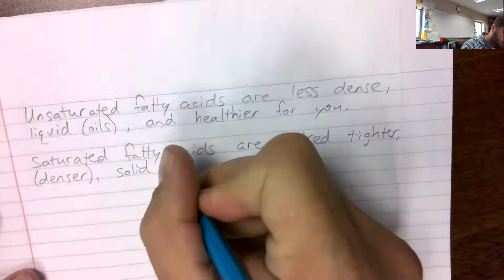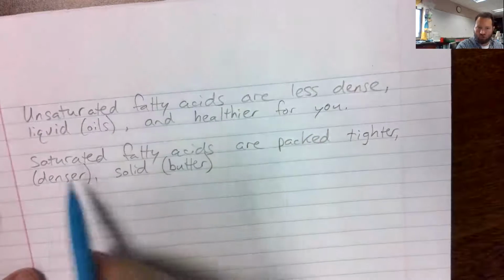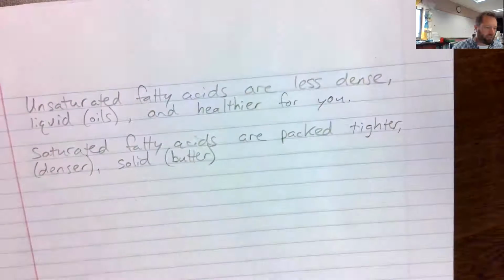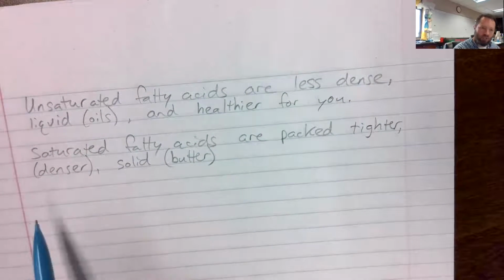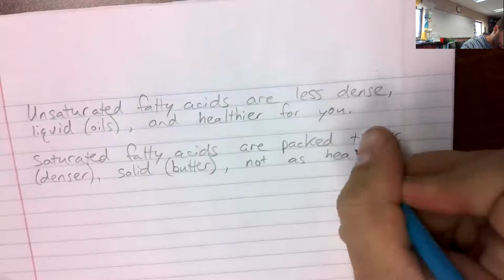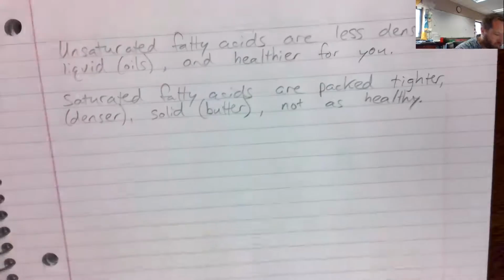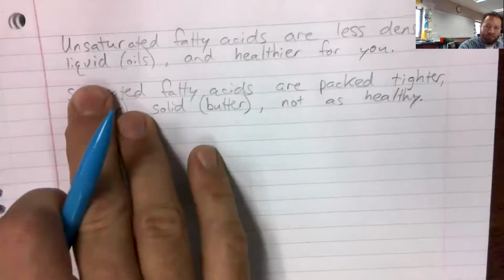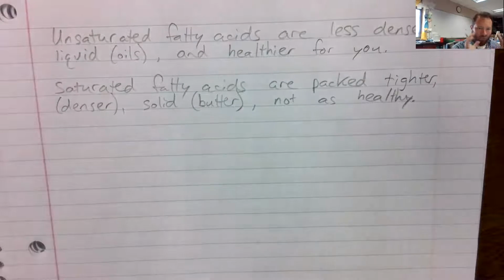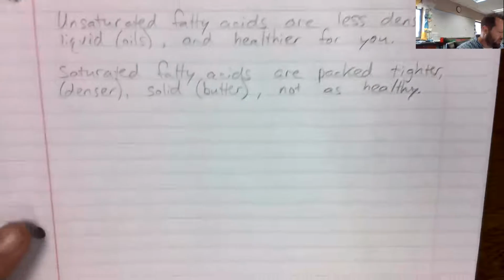Think of butter. Butter is generally saturated fatty acids. Again, those tails are perfectly lined up. They fit in nice and tight together, which makes them dense. And these are generally considered not as healthy for you. So that double bond in the unsaturated fatty acid, that kick, that kink, really makes a big difference in what type of fatty acid you end up having.